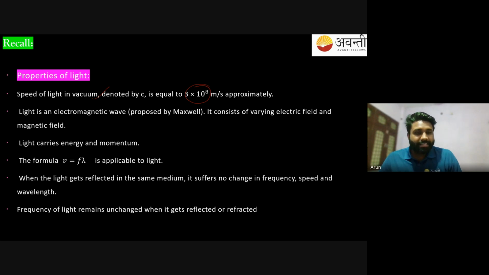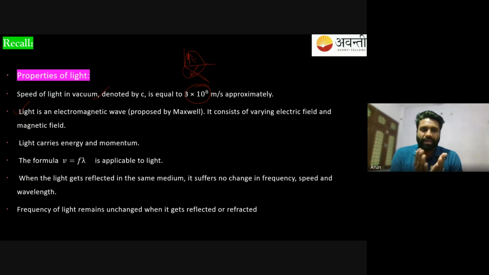The next point is that light is an electromagnetic wave, consisting of electric field variation and magnetic field variation perpendicular to both. So it goes like this. If this is the variation of the electric field, and this is the variation of the magnetic field, they go in these directions. These are mutually perpendicular. Light carries energy and momentum, because one theory suggested that light is nothing but a particle having very fast speed. So it carries energy and momentum as well.